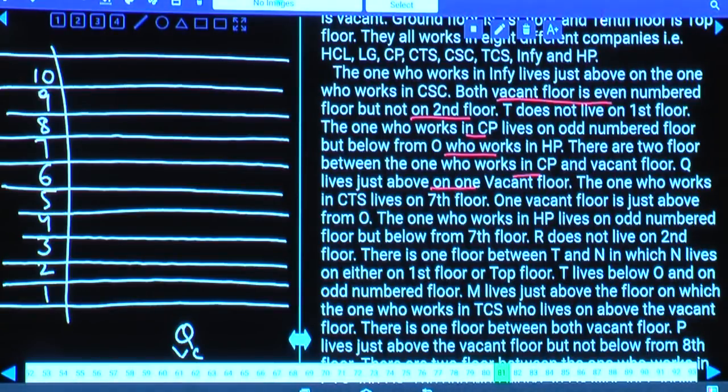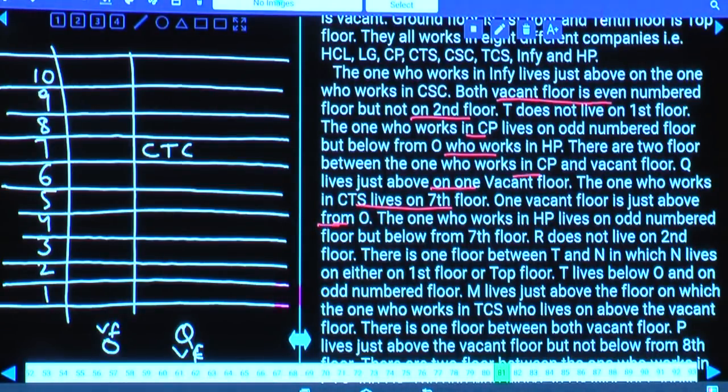The one who works in CTS lives on the 7th floor. Now we are talking about whom? The person who is working in CTS is living on the 7th floor. This is definite information. One vacant floor is just above O. Vacant floor is just above O, and below this Q, there is a vacant floor, isn't it? Then, next one. One vacant floor is just above O.